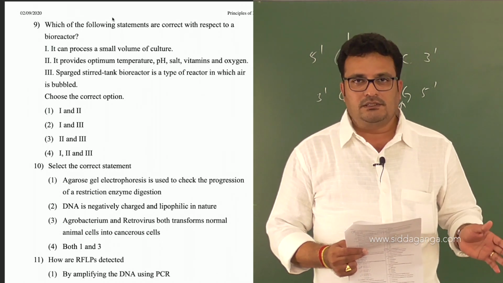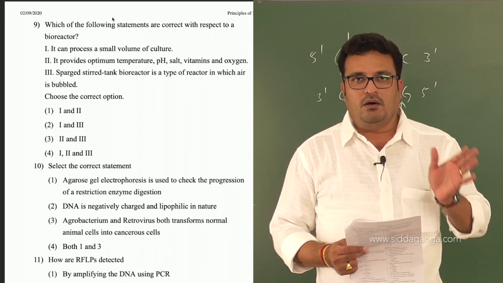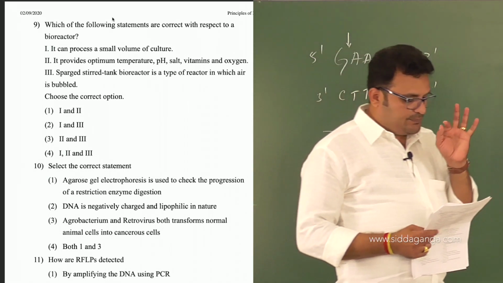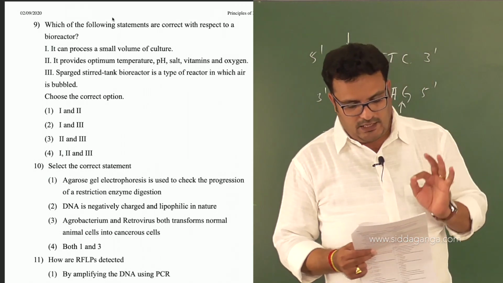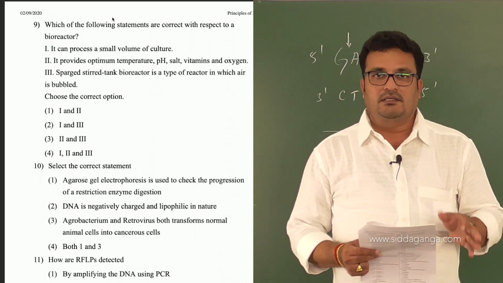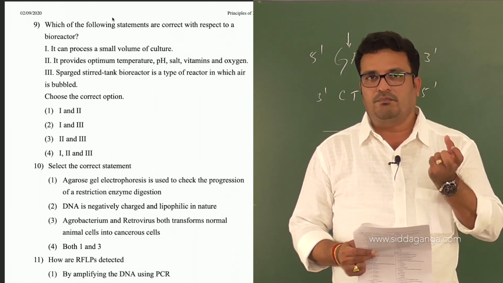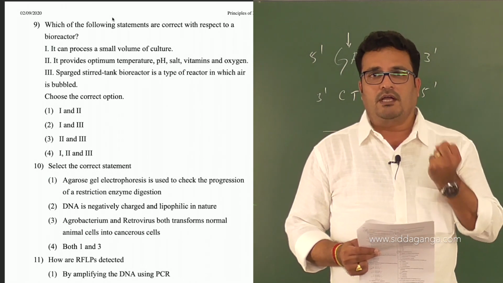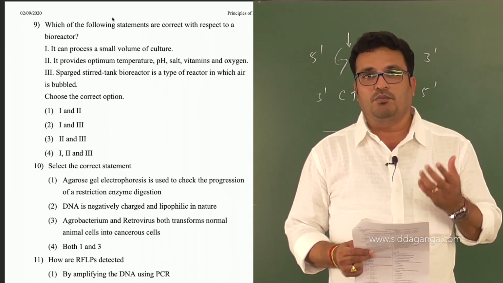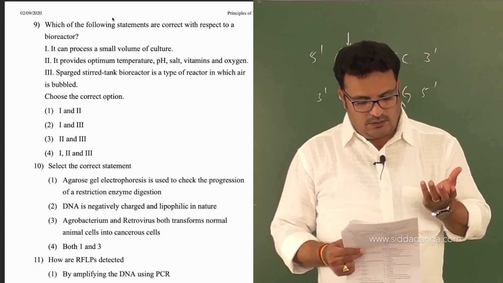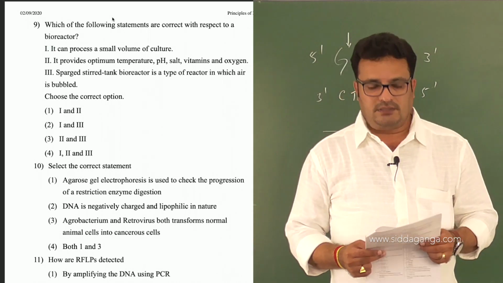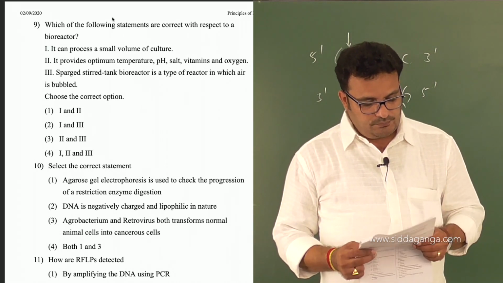Obviously a bioreactor is the one which provides all the necessary requirements for growing bacteria, right? The third one: sparged stirred tank bioreactor is a type of bioreactor in which air is bubbled. Exactly, that is right. Sparged means it consists of a structure where air is pumped in to release air bubbles, and that provides more surface area, right? So the option with statements 2 and 3, the second and third statements, are right.